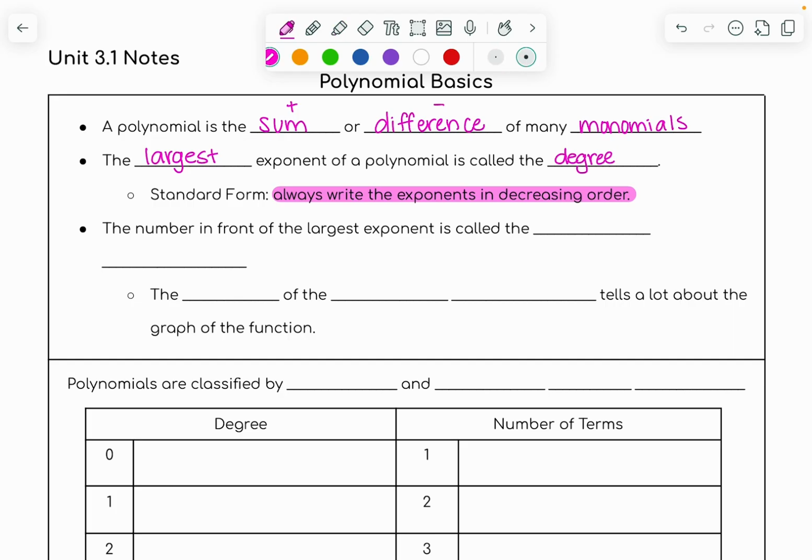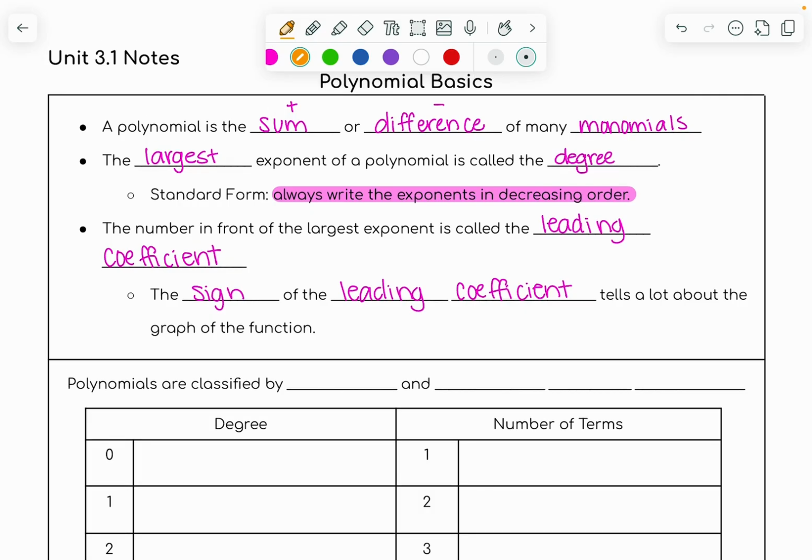The number in front of the largest exponent is always called the leading coefficient. And the sign of this leading coefficient tells us a lot about the graph of the function, which we'll get into a little bit more of, I think on the next page.